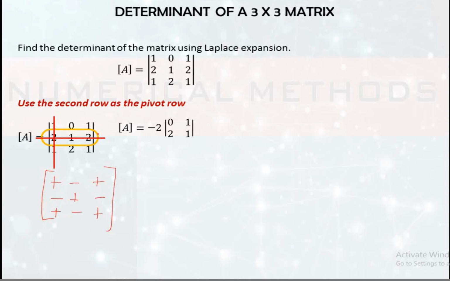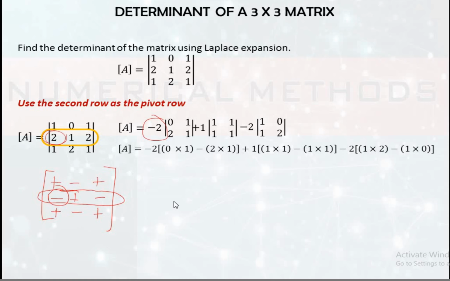Okay? So, second row ang pivot mo, take note na sa sign convention, negative siya. And multiply that by the cofactor. Then, plus 1, the cofactor of 1, minus 2, the cofactor of 2. Nagets?